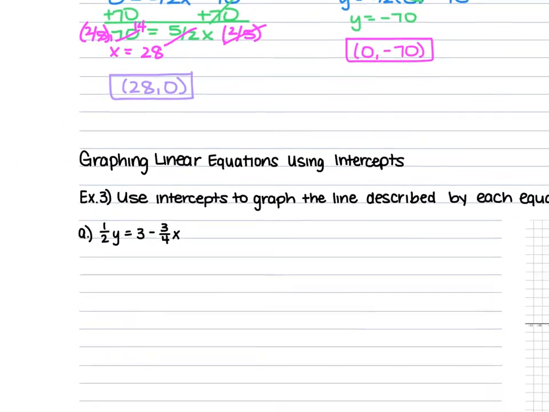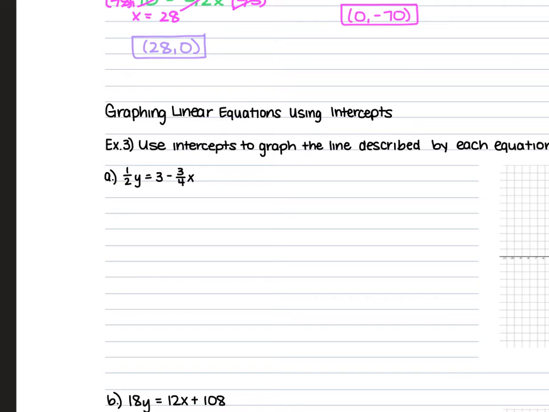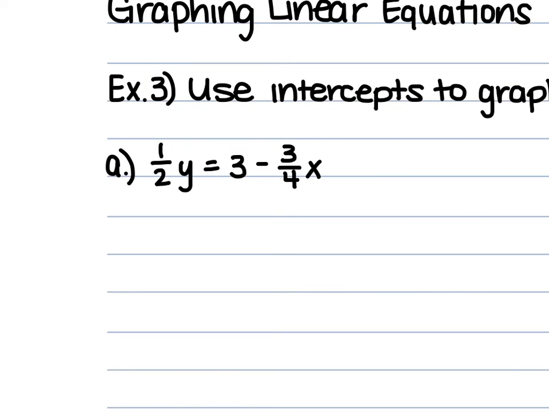With these intercepts, we can also graph linear functions. If we do that, we're doing the same exact thing that we were just doing, finding the x- and y-intercepts, and drawing a line through those two points. So if we look at example 3a, we have 1/2 y is equal to 3 minus 3/4 x. So we first want to find the x-intercept.